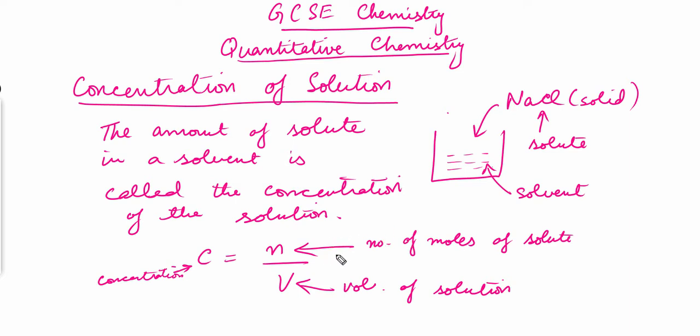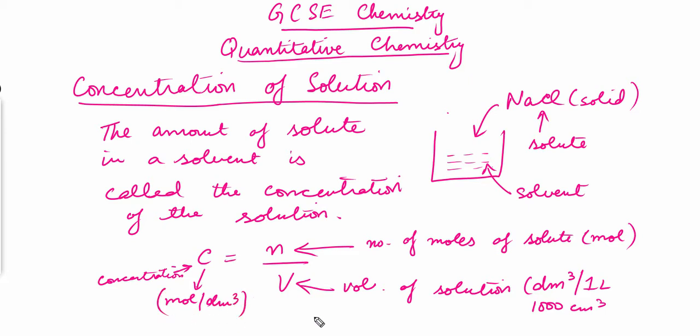Now the number of moles is represented by mol, and the volume is represented in dm cube, decimeter cube. 1 dm cube is equal to 1 liter, and 1000 centimeter cube are equal to 1 dm cube. The unit of the concentration will be mole per dm cube.